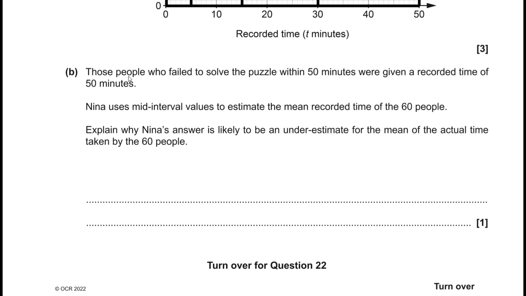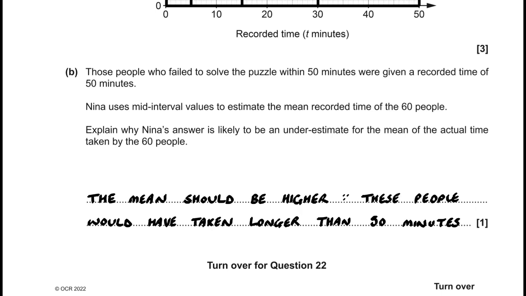Part B. Those people who failed to solve the puzzle within 50 minutes were given a recorded time of 50 minutes. Nina uses mid-interval values to estimate the mean recorded time of the 60 people. We have to explain why Nina's answer is likely to be an underestimate for the mean of the actual time taken by the 60 people. Quite simply, the mean should be higher, because those people would have taken longer than 15 minutes.